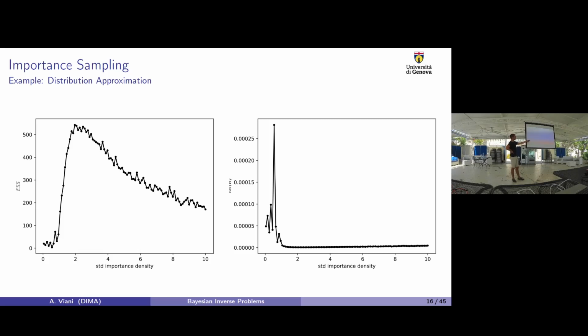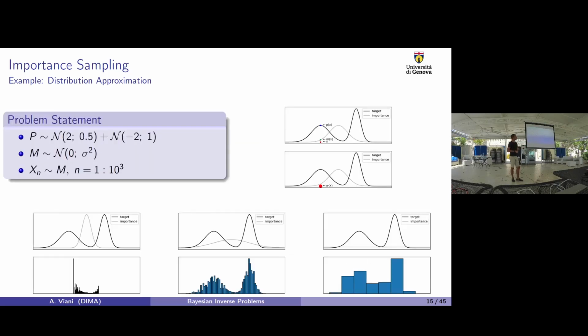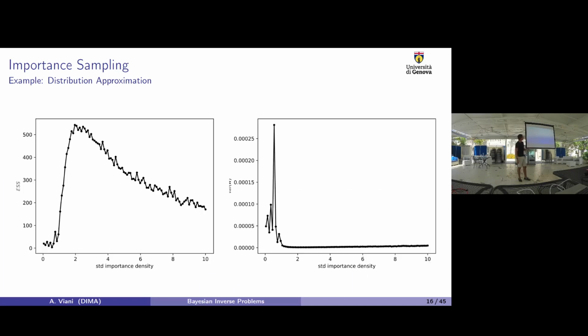Okay. What is this? This is a plot where we see the standard deviation of the importance density, so how peaked is the Gaussian where we are sampling from, and here we see the effective sample size. And we see that if we use it too small, it means that a lot of samples are in a bad probability region. If we use it too big, also, because a lot of samples are outside.